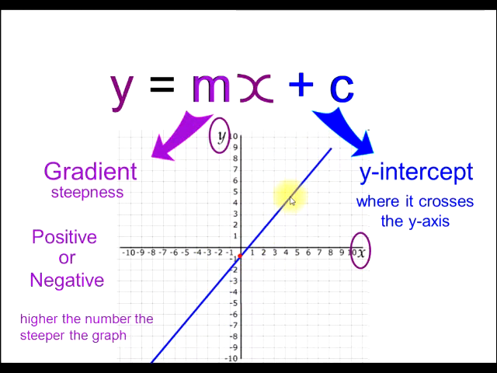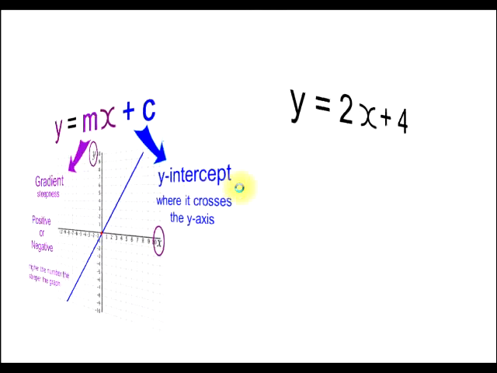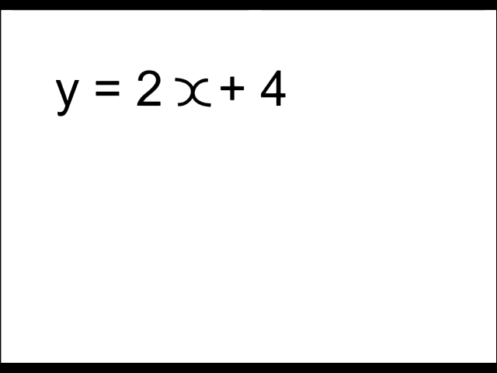So you can see that red dot moving, and that's because the y-intercept is changing. Where it crosses this is what we call the y-intercept. You need to be able to look at a straight line graph like this and say which is the gradient and which is the y-intercept.